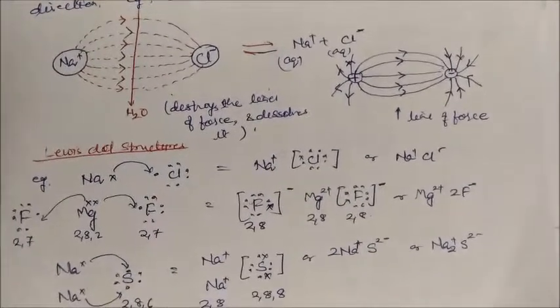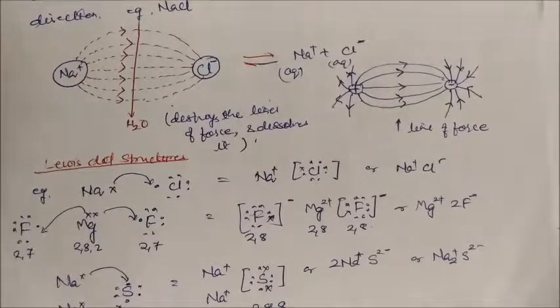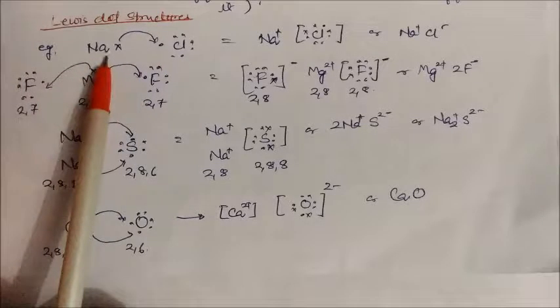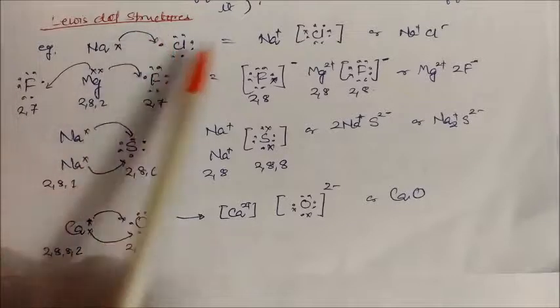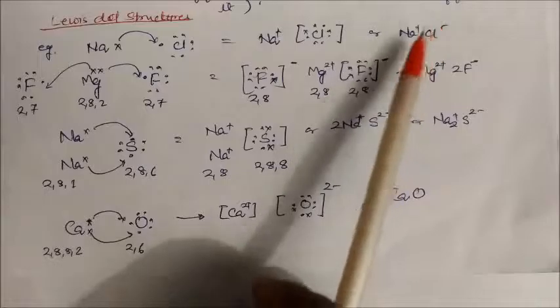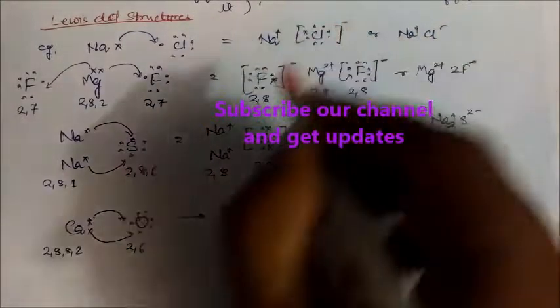Now we will study how to draw the structure of these compounds. This is sodium and Cl. We write the valence electrons: sodium has one valence electron and Cl has 7 valence electrons. Sodium transfers its electron, becomes positively charged, and Cl gets a negative charge. So we can write Na plus and Cl minus.